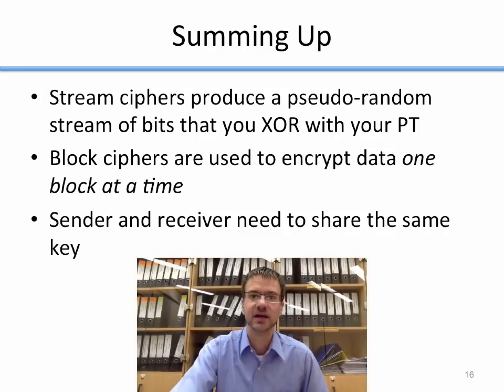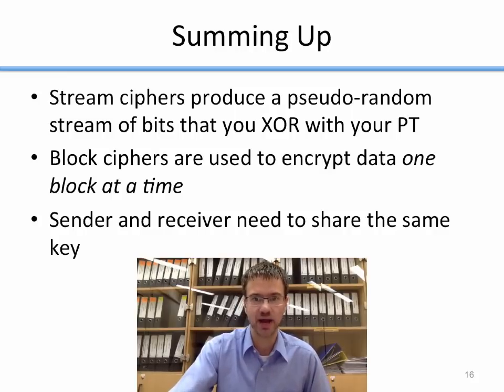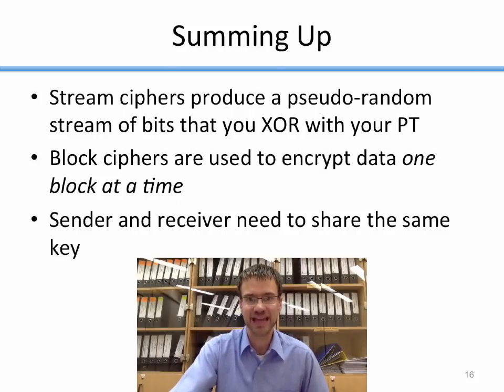Okay, so summing up. Stream ciphers produce a pseudo-random stream of bits that you exclusive OR with your plaintext. So give a stream cipher a key, and it produces this big long stream of bits. Block ciphers are used to encrypt data one block at a time, so they can only encrypt a fixed size block. You can't encrypt less data than a block, you can't encrypt more data than a block, you can only encrypt exactly one block. And because both of these are symmetric algorithms, both the sender and receiver need to share the same key in order to encrypt and decrypt and share that information together.